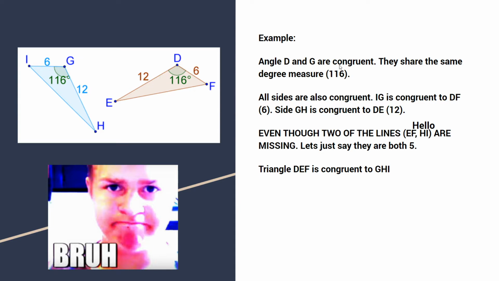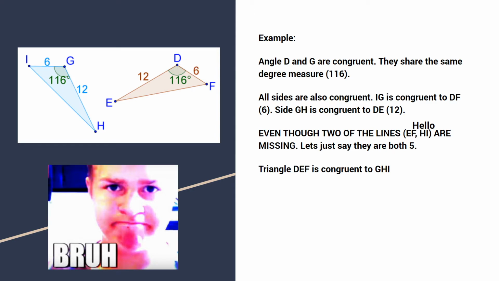Angle D and G are congruent. They share the same degree measure, as you can see. All sides are also congruent. IG is congruent to DF. So IG is 6, DF is 6. Same number, congruent, easy as that.